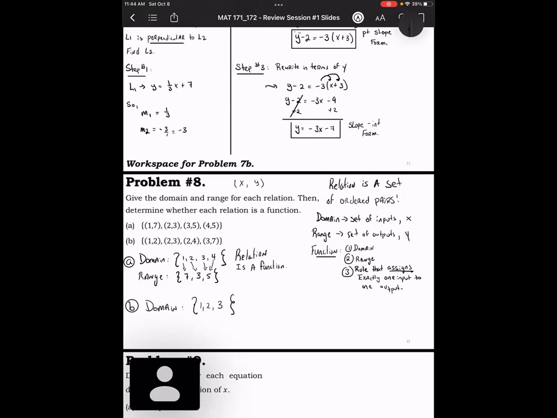And again, remember, if the value in your domain is repeating, when you're writing out the elements in the set, you just write it out one time. All right, what about your range? 2, 3, 4, and 7. Okay, is the relation here a function? No. Can we give a counter argument?